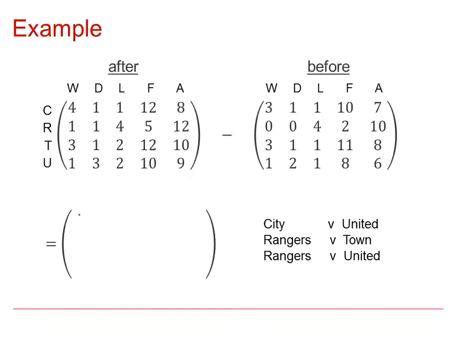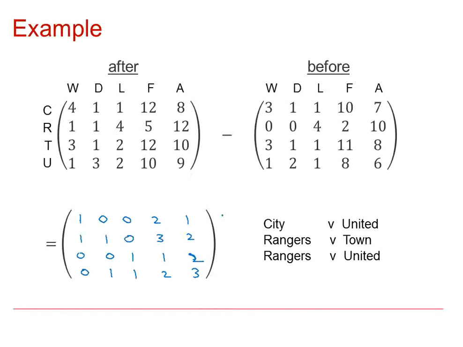So we have 4 take away 3 is 1, 1 take away 1, 1 take away 1, 12 take away 10, 8 take away 7, 1 take away nothing, 1 take away nothing, 4 take away 4, 5 subtract 2, 12 subtract 10, 3 subtract 3, 1 subtract 1, 2 subtract 1, 12 subtract 11, 10 subtract 8, 1 subtract 1, 3 subtract 2, 2 subtract the 1, 10 subtract the 8, and 9 subtract the 6.